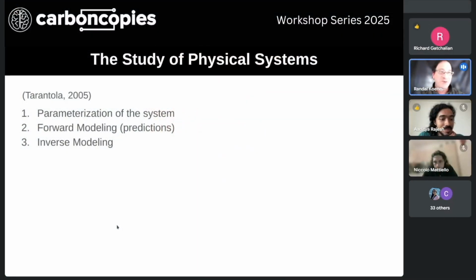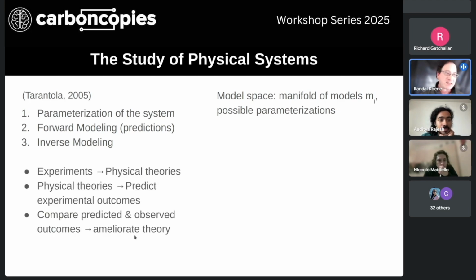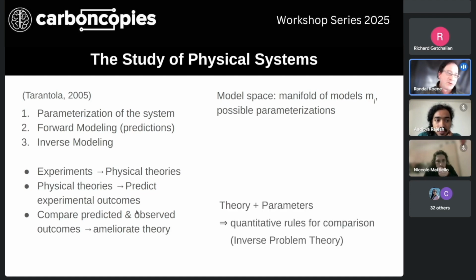So I was pointing out these three different steps or ways that you can study a physical system. There's some model space, which is a manifold of all the possible model parameterizations. And then experiments typically suggest physical theories, and physical theories in turn predict outcomes of experiments. And comparing a predicted outcome with an observed outcome enables amelioration of the theory. If we include in a physical theory the physical parameters that describe the studied system, then the inverse problem theory concerns the qualitative rules to be used for such a comparison between predictions and observations.